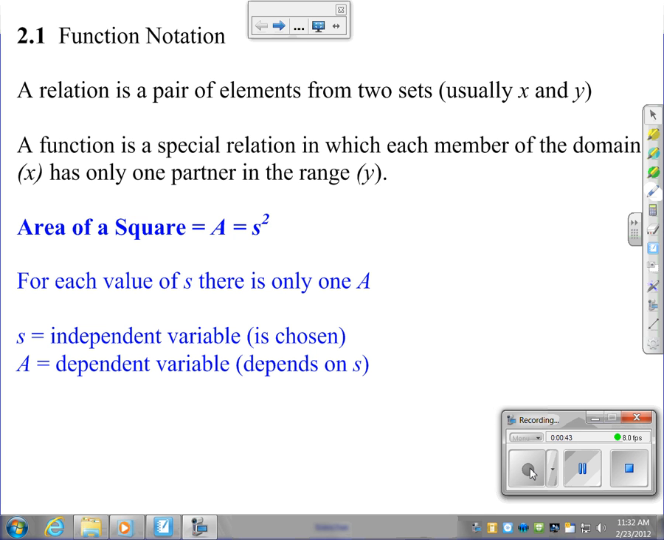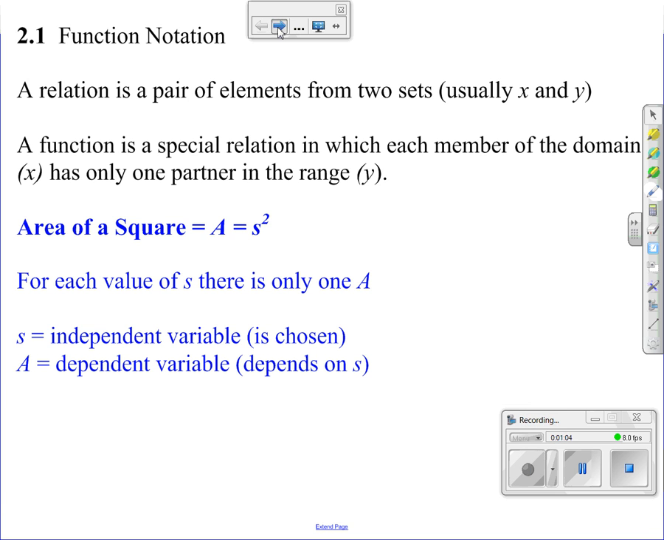And normally we don't deal with area and side length. We normally deal with y values and x values and domains and ranges. And the range is a function of the domain, just like the area is a function of the side length. The y value is a function of x, and that's why we can sometimes and often do replace y with what we call f of x, or a function of x.